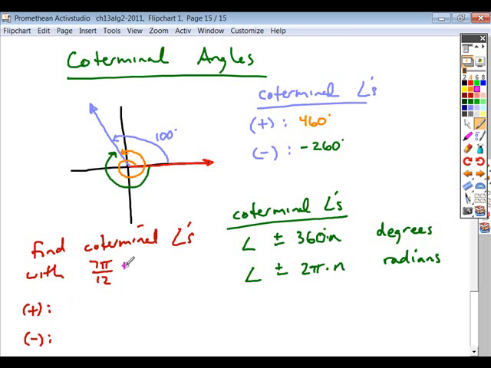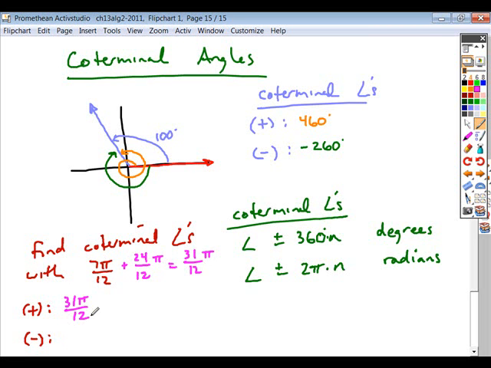Okay, 2 pi is how many twelfths? What can you divide by 12 to get 2? No. Don't divide 12 by that number, but what number can you divide by 12 and get a 2? 24, right? 24 over 12 is 2 pi. So when we add this, our denominator can stay the same, and we get 24 plus 7, which is 31 pi over 12. So there would be our positive coterminal angle.